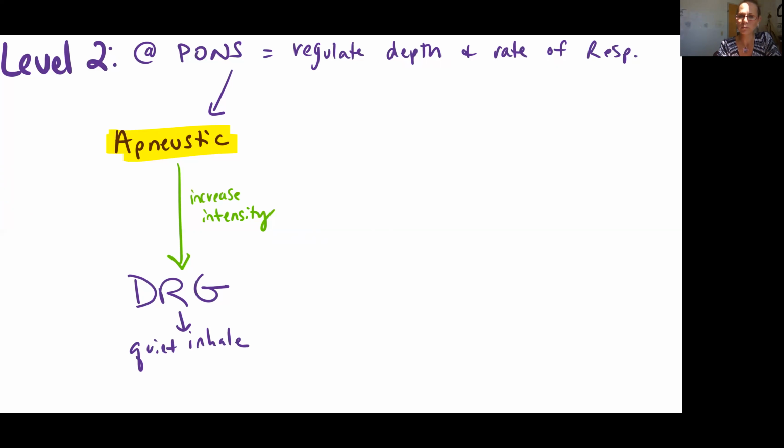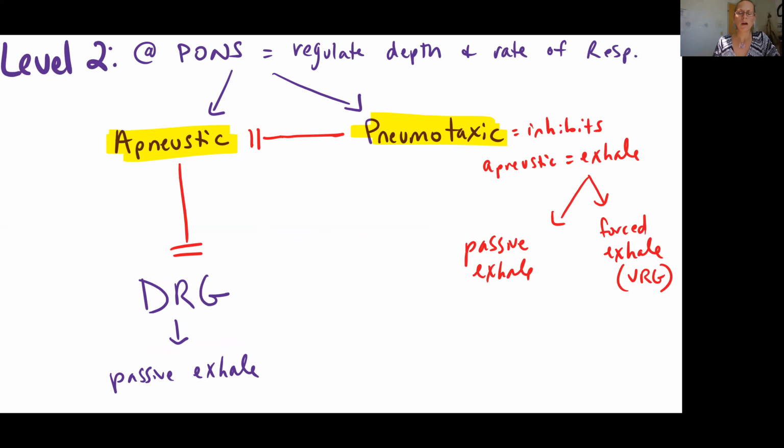Now remember, our quiet inhale is stimulating the diaphragm and external intercostals to increase the size of our thoracic cage, increasing our lungs, pulling air in. And then somehow we have to stop that signal so that those muscles relax and our lung volume decreases and the air gets pushed out. It's the second group of neurons that is going to help with that passive exhalation.